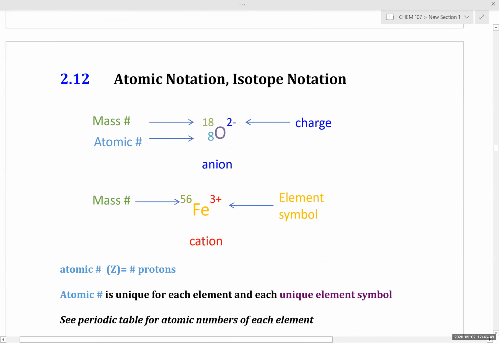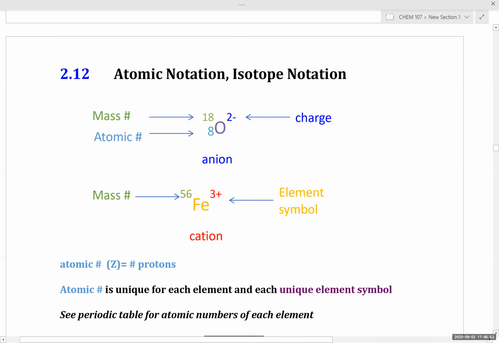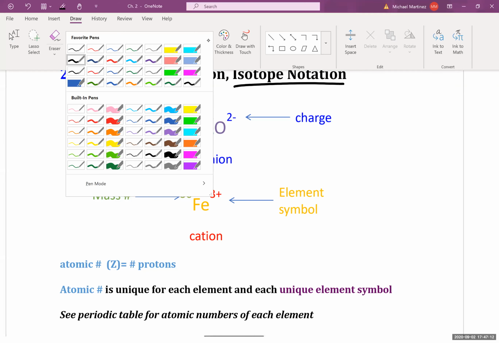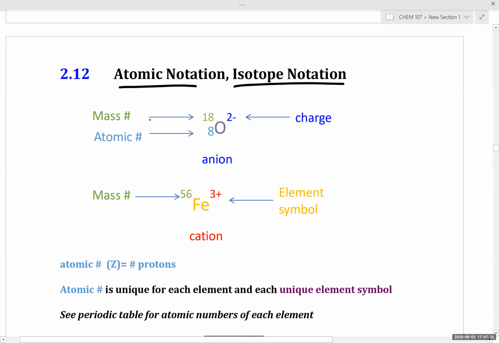So we have developed as chemists a method of noting the number of subatomic particles found in a given atom. We call this atomic notation or isotope notation. There are a few really important numbers presented in isotope notation. The first number in the upper left-hand corner is known as the mass number. The mass number represents the number of protons plus the number of neutrons. And we'll see this again below.